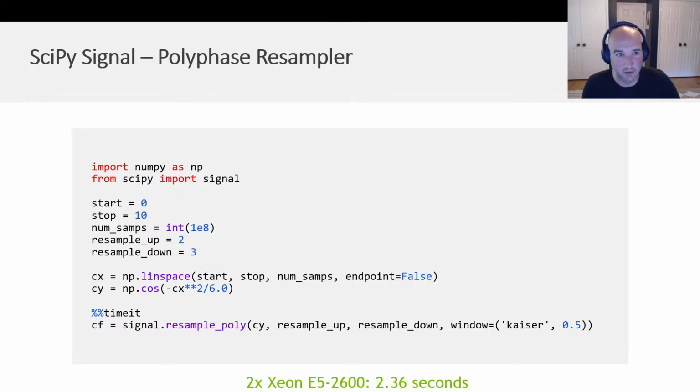This is the cuSignal API. Here what we're showing is SciPy signal, so this is just CPU. We're going to do a quick polyphase resample, and we're just timing the compute here, so we're not timing the host-to-device CPU to GPU memory transfer. If you time just the resample poly, this takes about 2.4-ish seconds on a Xeon E5.